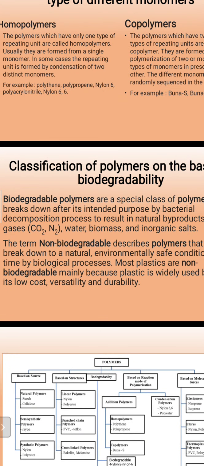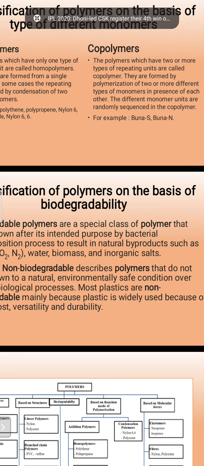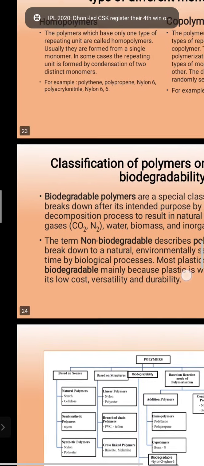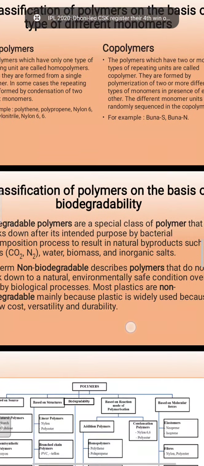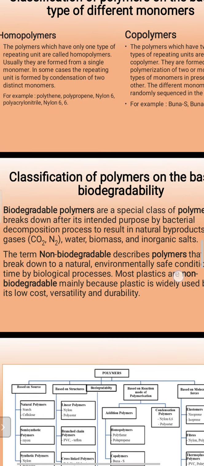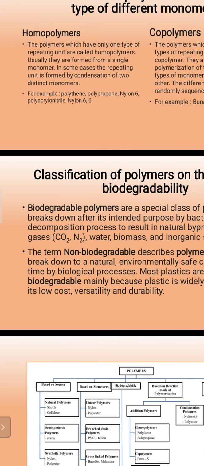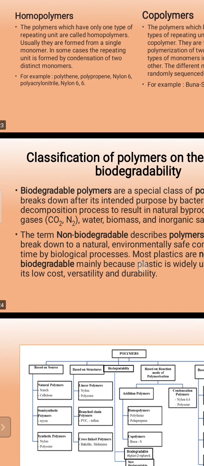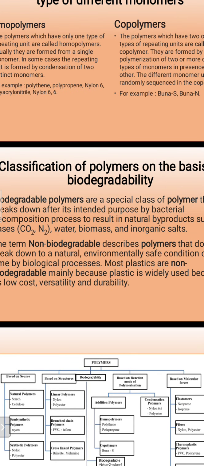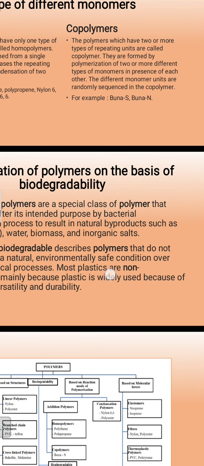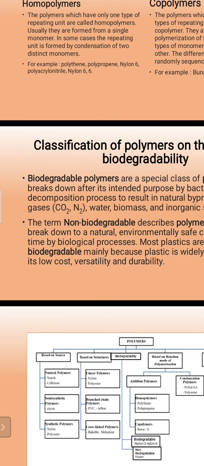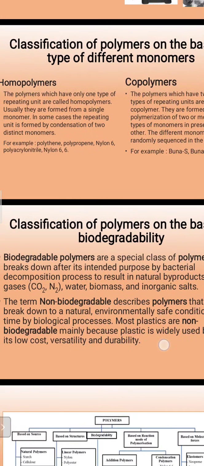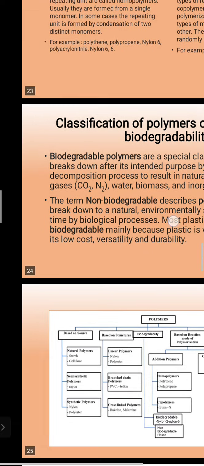Next are the non-biodegradable polymers. The term non-biodegradable describes polymers that do not break down to a natural, environmentally safe condition over time by biological processes. Most plastics are non-biodegradable, mainly because plastic is widely used for its low cost, versatility, and durability. So these are the two types under biodegradable and non-biodegradable.